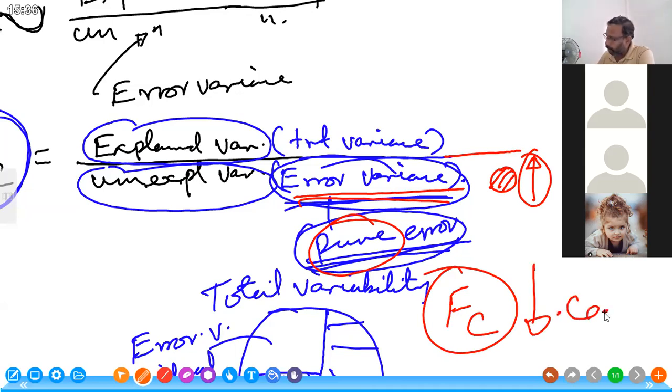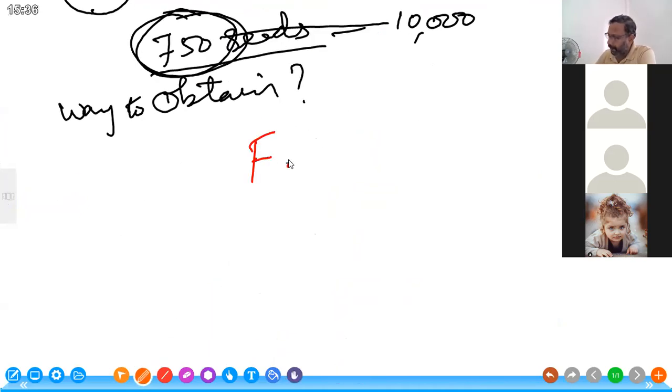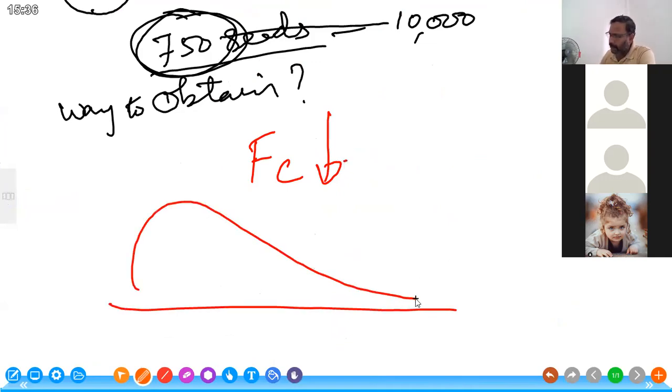So if the calculated value reduces, what will happen? Look at the F distribution. F distribution is a distribution like this. It's a right skewed distribution. We have introduced that in our first course, no problem, right? So this is the F distribution, from 0 to plus infinity. Let's say this is your alpha value, whatever the alpha that we are taking. So this is called the critical value. Let's say this is given as the F table value.